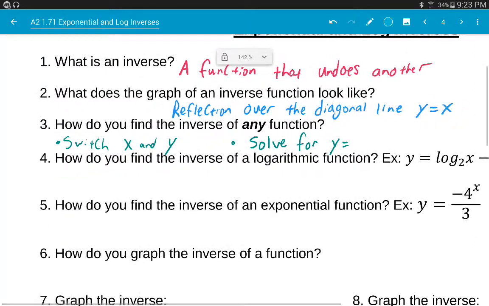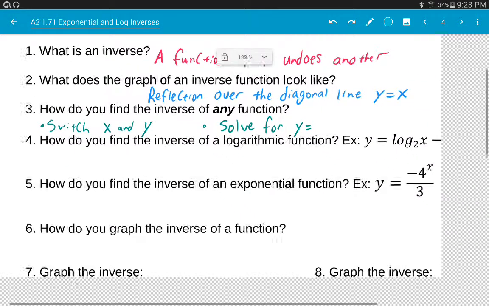What does it look like on a graph? Well, inverses look like a reflection over the diagonal line y equals x. The way that we find an inverse of any function is, as soon as it says inverse, we know we have to switch x and y. And then in order to make it look like a function, we need to solve for y equals.